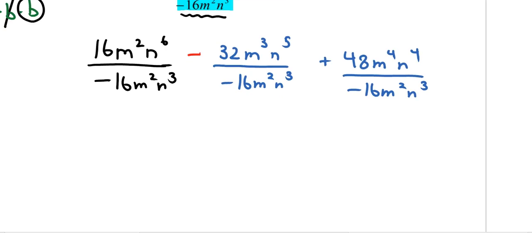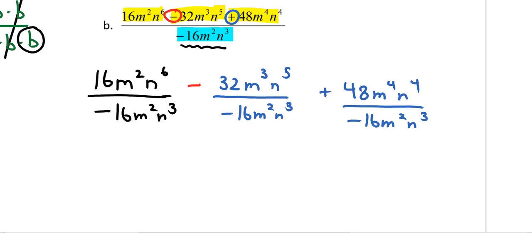All right, and after that, all you have to do is just simplify each expression here. So 16 divided by -16, well, that's going to be negative 1, right? And then I have m squared divided by m squared. Well, they're the same thing, so those things just cancel off. And those things cancel off. And then I have n to the power 6 divided by n to the power 3. Well, I have more n's on the numerator, so that's going to be n cubed.